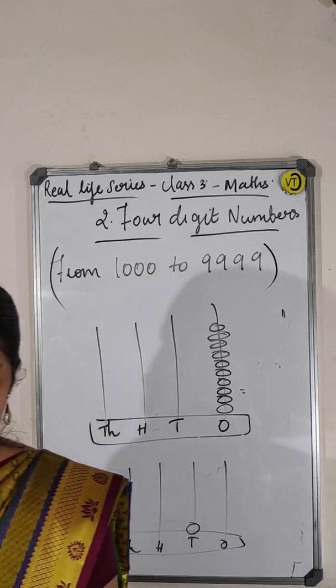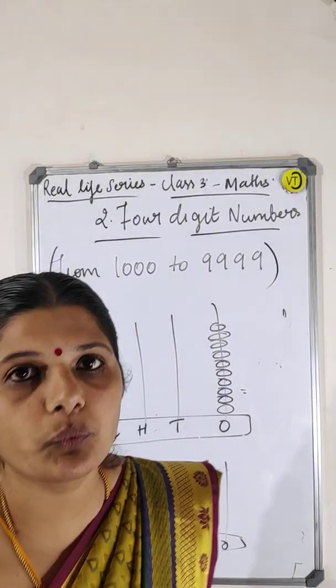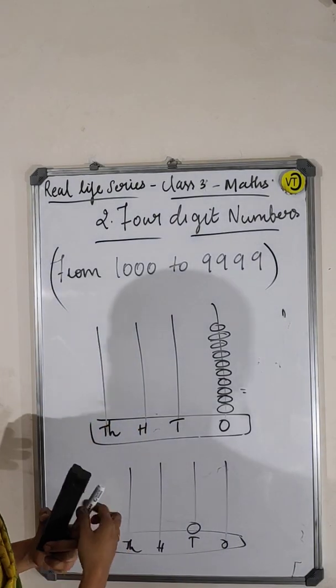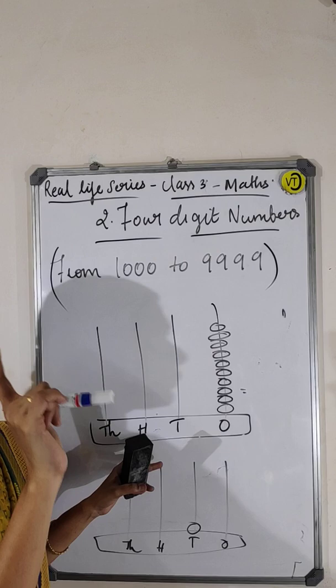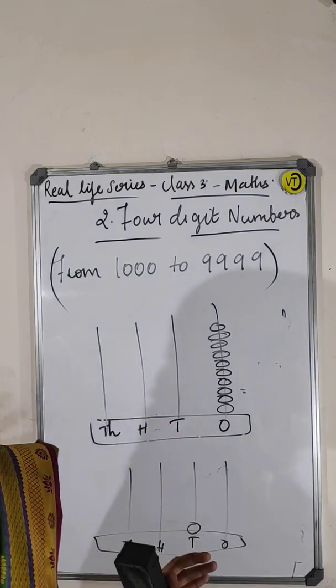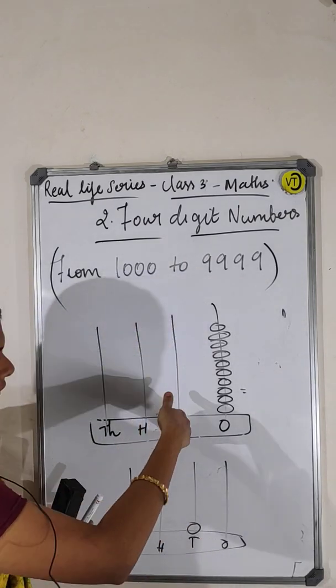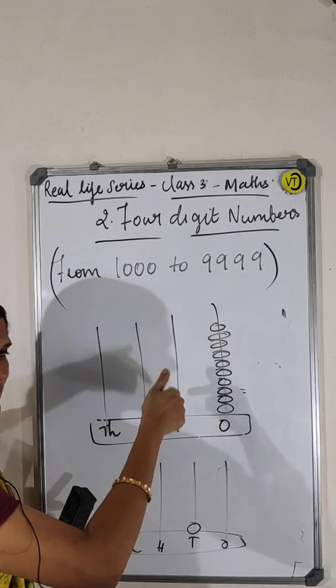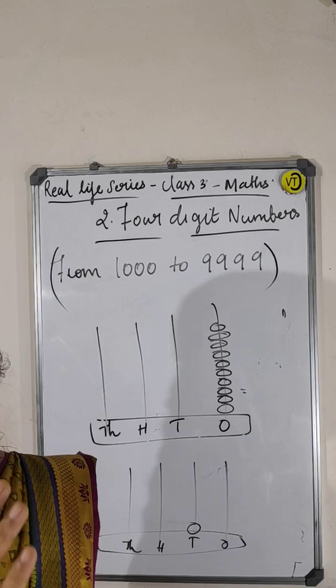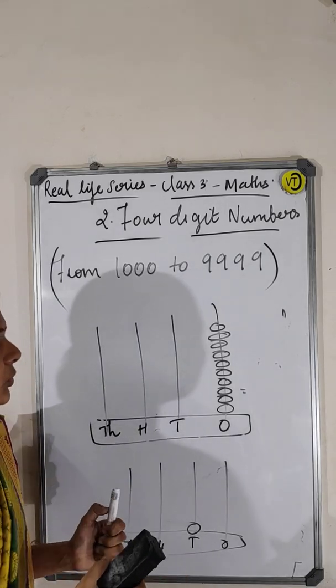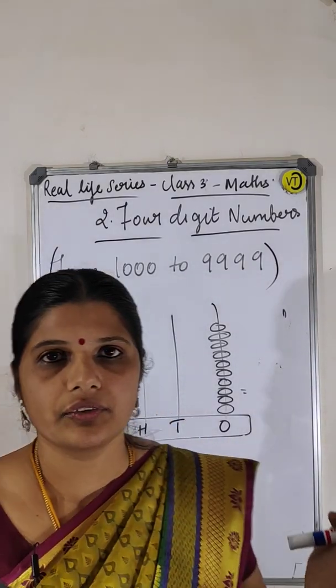The next one will be again 10 hundreds is equal to what? 1000. So if I keep 10 beads in the hundreds place, that's equal to 1 bead in the thousands place. That is also very same. 10 tens is equal to what? 10 beads in tens place if I keep, that is equal to 100. 10 into 10 is equal to 100.